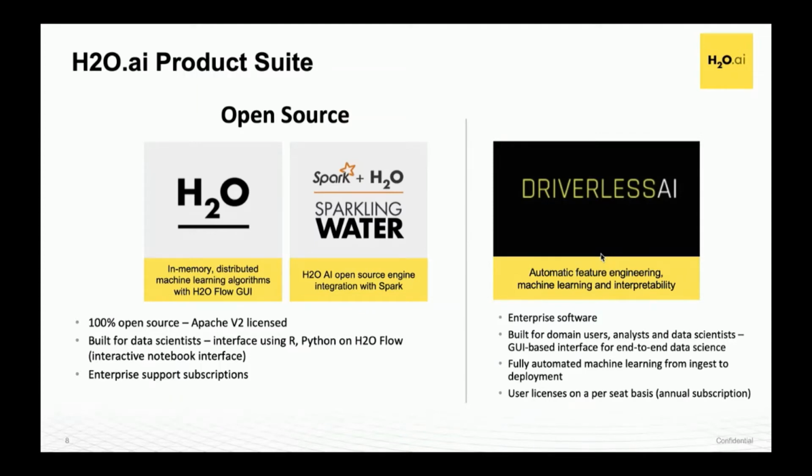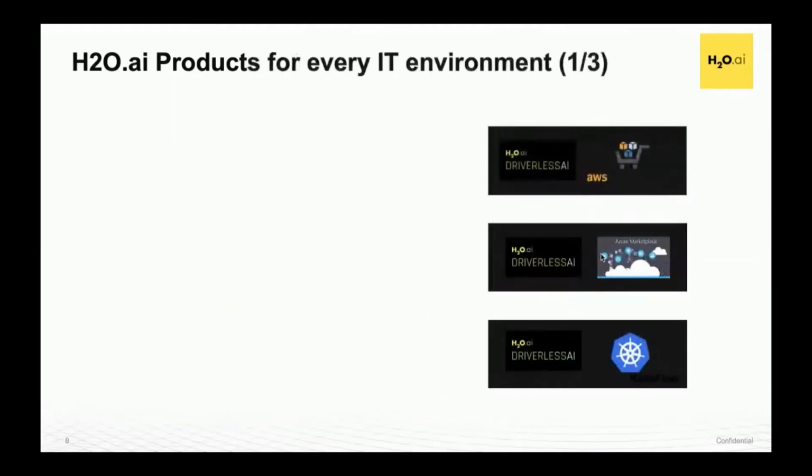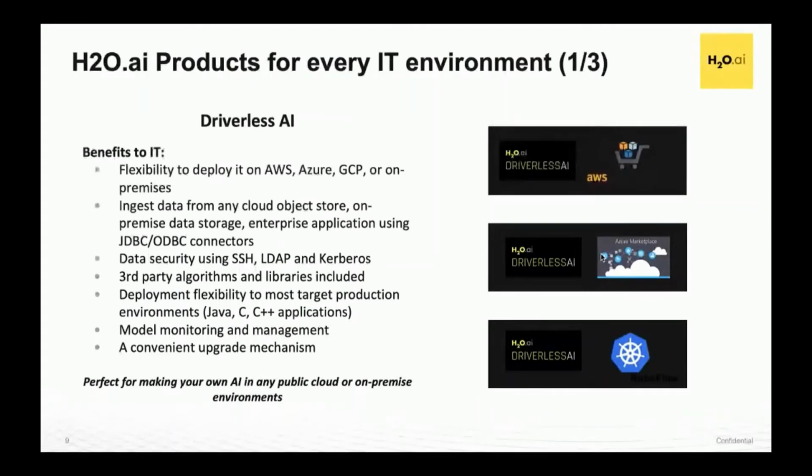The next 3 slides. So this is Driverless AI, and how it benefits IT. Just like Vinod mentioned, you get the flexibility to deploy in any of the 3 major cloud providers as well as on-premises, and we'll show that in a second. You can ingest data from a variety of cloud object stores, on-premise data stores, etc. Security through Kerberos, LDAP, and SSH. All kinds of third-party algorithms included, and deployment flexibility, along with monitoring and management, and a very convenient upgrade mechanism.